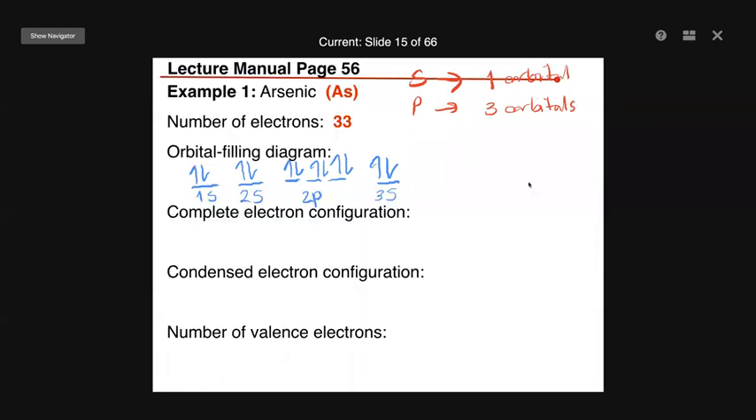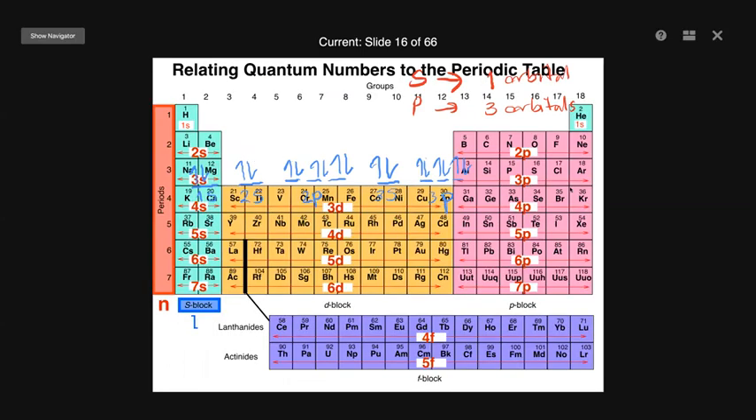Okay, so in this case, we are going to do 1, 2, 3. This is 3p. Okay, and we fill 6 electrons. So 3 orbitals: fill them singly with the same parallel spin first, and then start to pair them. So that would be 6. Okay, so far we are up to argon.